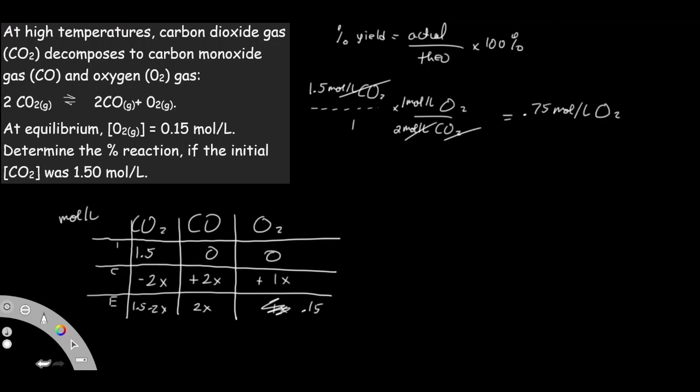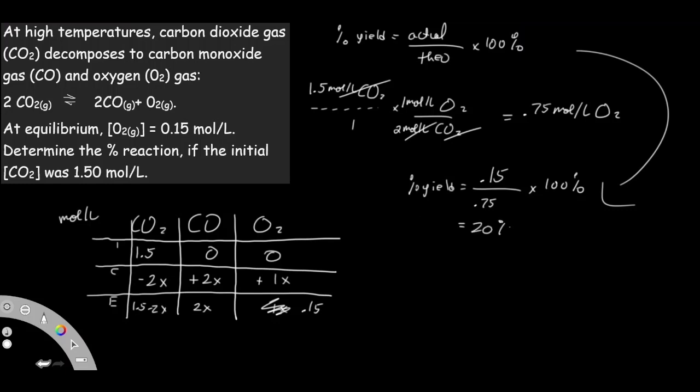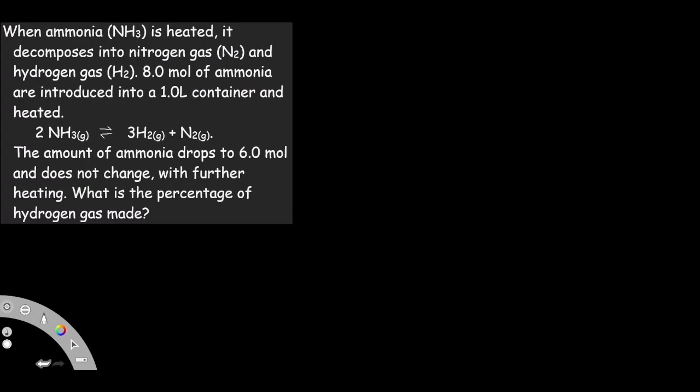Okay, if this is the case for our oxygen, this is what we are supposed to theoretically get over here. So I'm just going to bring this down over here so that our percent yield can equal over 0.75. Our actual is actually 0.15, all multiplied by 100%. What do you end up getting? I end up getting 20%. That's the answer.